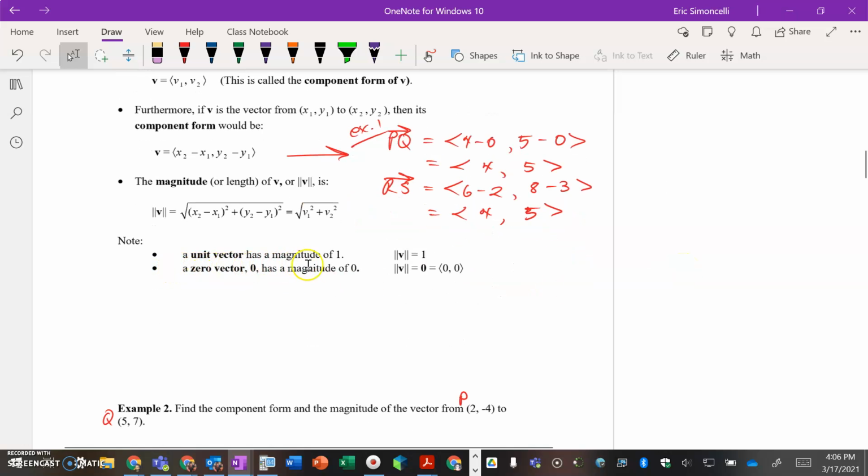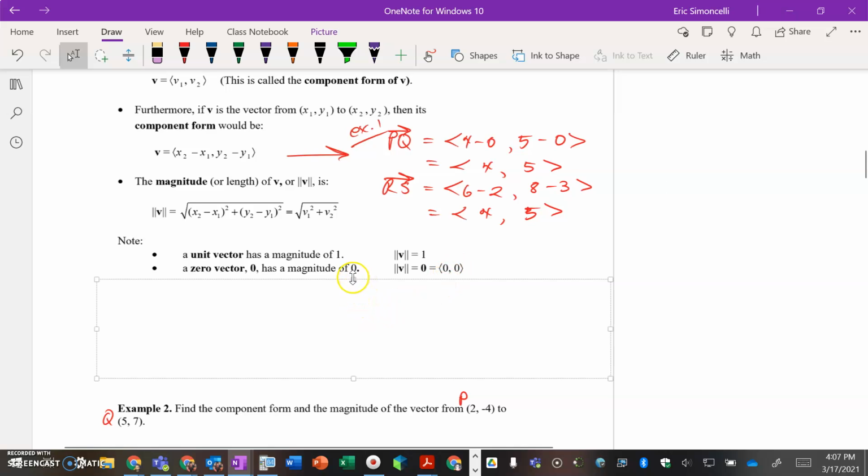Note, a unit vector has a magnitude of 1. If you're going to write that in the notation as we've described, the length of vector v is equal to 1. That's what we call a unit vector. A zero vector has a magnitude of 0. So the same basic idea applies. And as you can see, you can rewrite it as a component form as such, 0, 0. So it's literally just the point right at the origin on the xy axis.